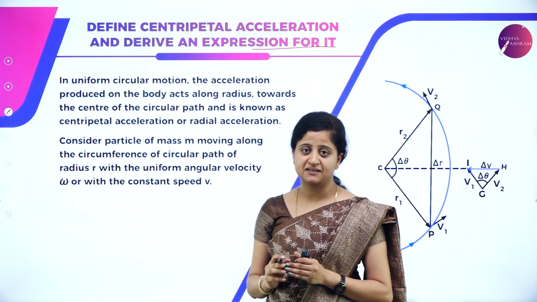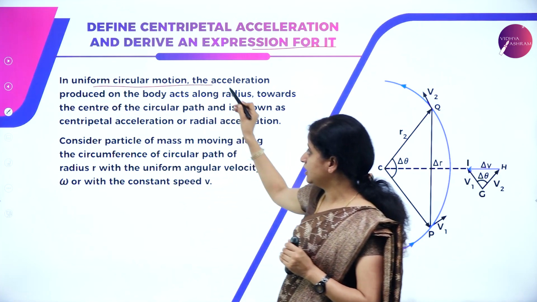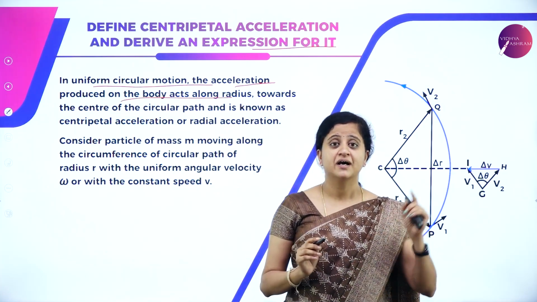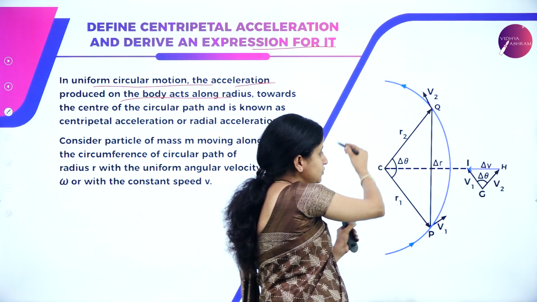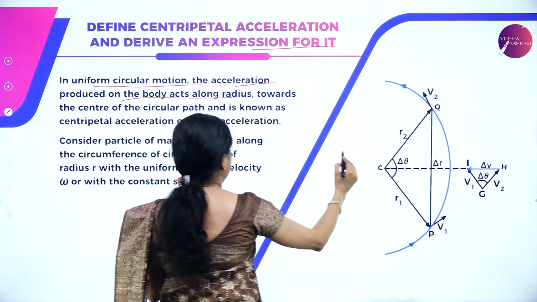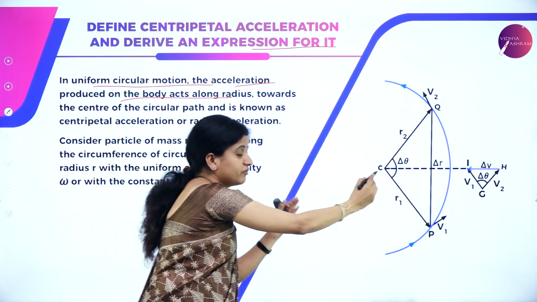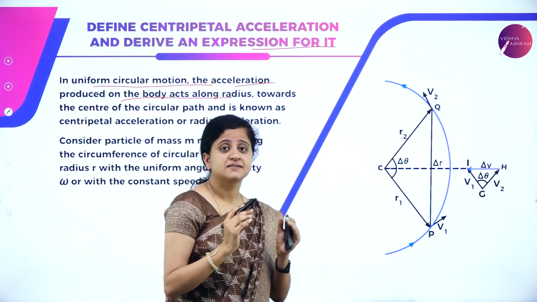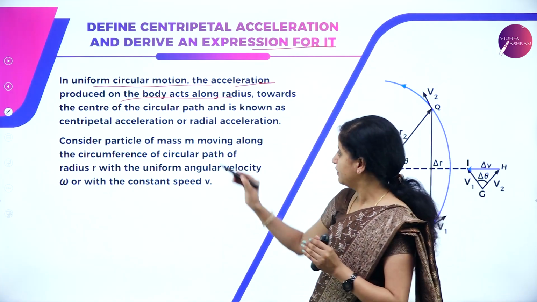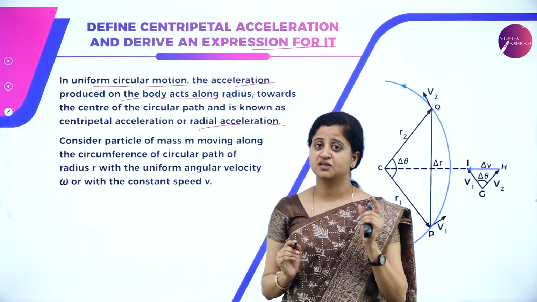So what is centripetal acceleration? Look at this diagram carefully. Centripetal acceleration is nothing but, in uniform circular motion, the acceleration produced on a body acts along the radius and it is always directed towards the center. So if the body is undergoing uniform circular motion, the acceleration that is produced on the body acts along the radius and it is always directed towards the center. We will call it centripetal acceleration, or we will also call it radial acceleration. So centripetal acceleration and radial acceleration both are the same.